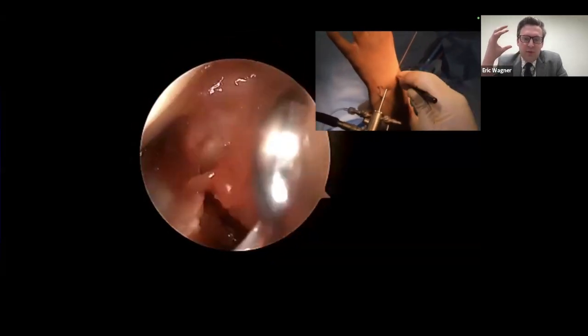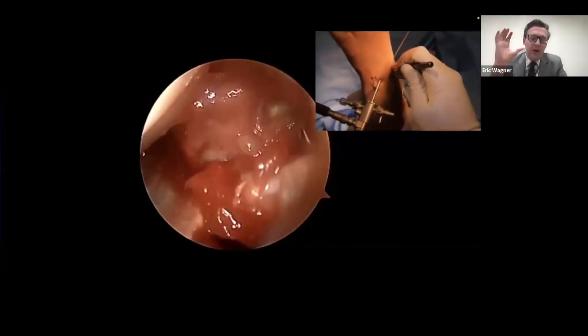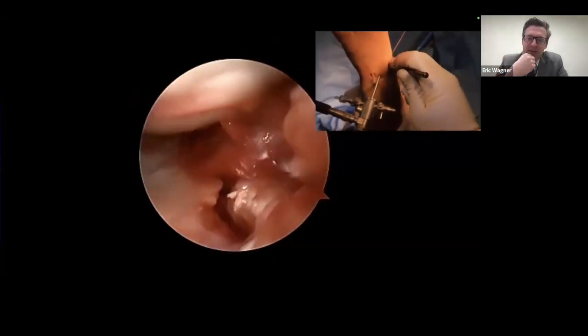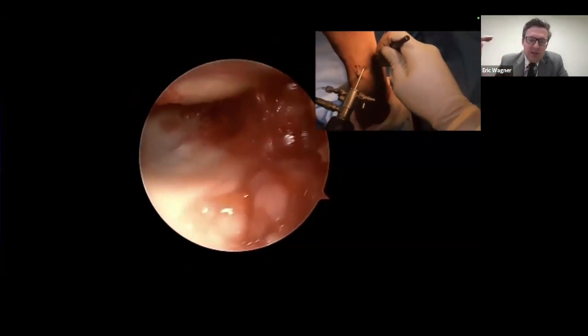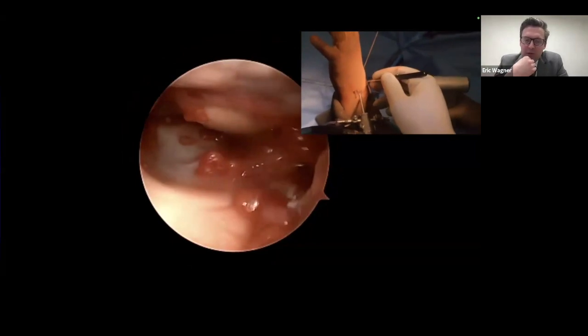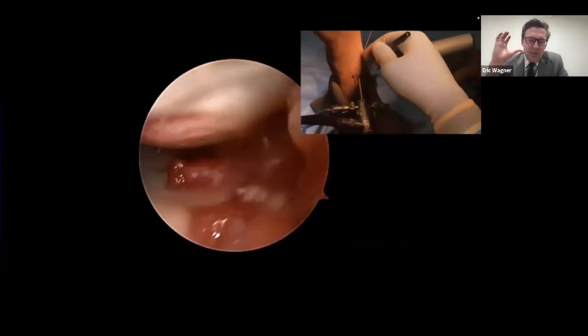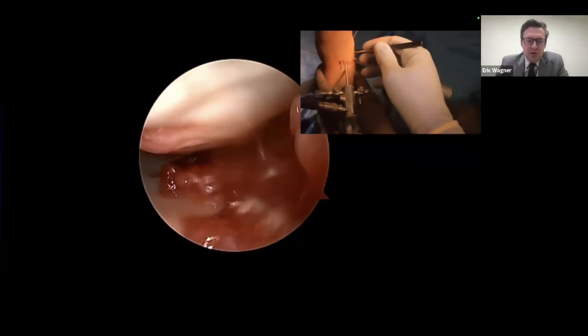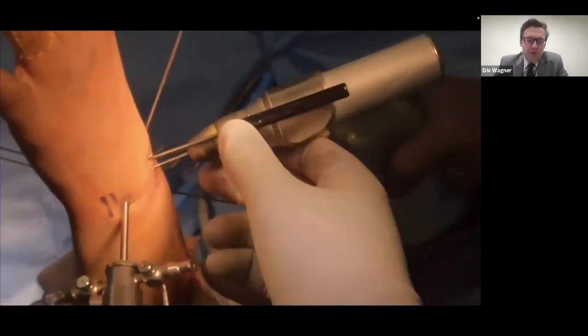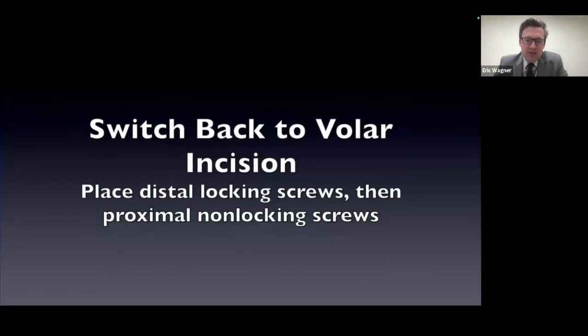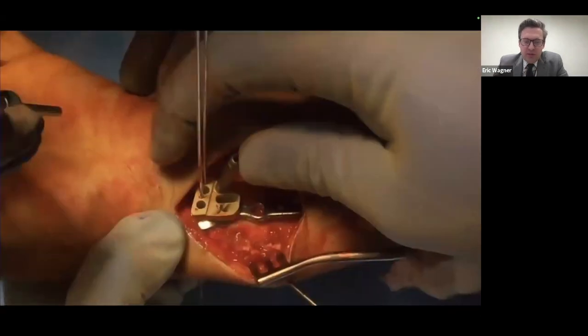You can then use this probe to help reduce the fracture. You can use K-wires to help keep it in place. The K-wires can be coming dorsally, they can be coming volarly, they can be coming from the radial styloid. But this is all to get that perfect intra-articular reduction before you finish putting on the rest of the volar plate. So you can see here, I've put in some K-wires.